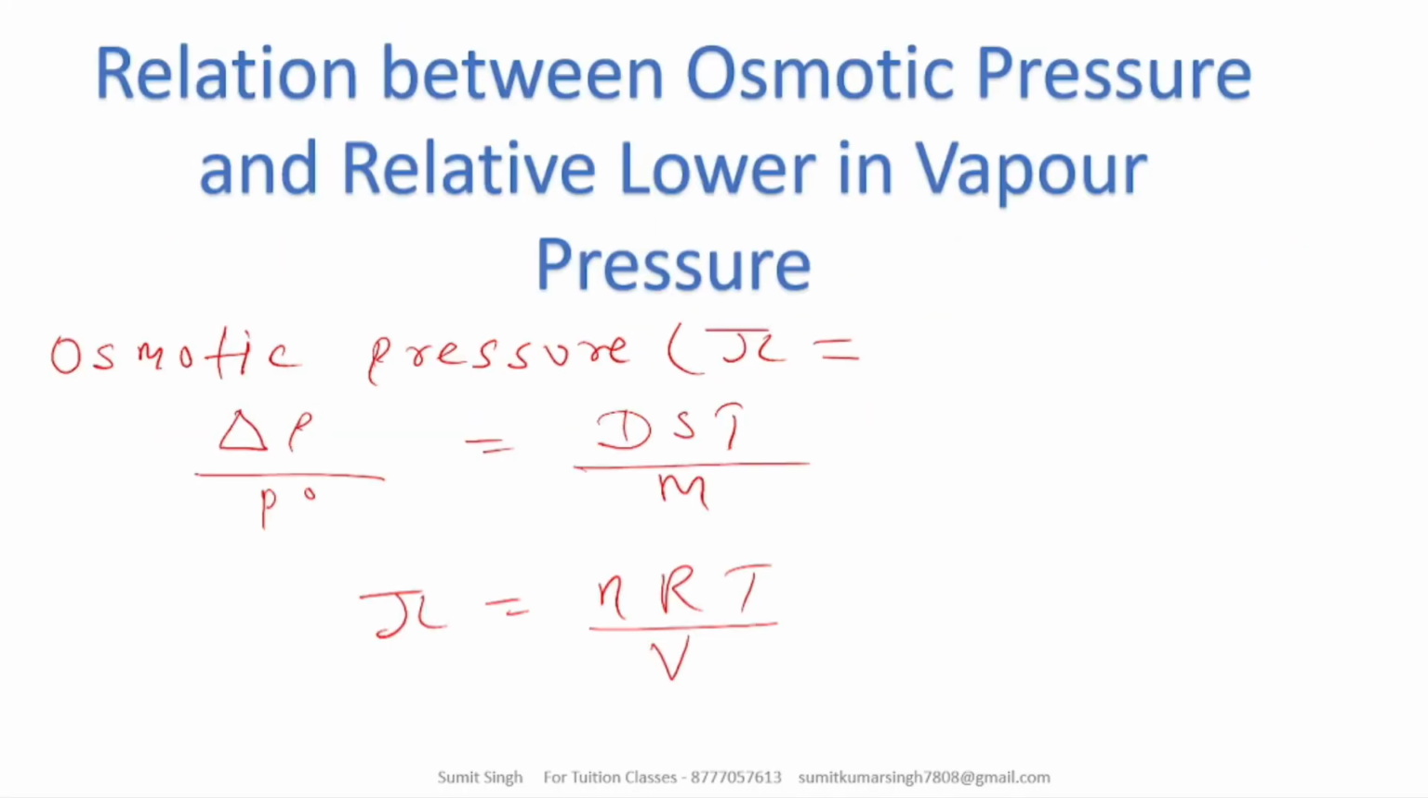Osmotic pressure is a colligative property as it depends on the number of solute molecules and not on their identity. How can we establish the relationship between the osmotic pressure and the relative lowering in vapor pressure? We will use this formula. Here capital D is the density of the solution, small s is the solution constant, change in P is the lowering in the vapor pressure, capital T is the absolute temperature, capital M is the molar mass of the solvent, P naught is the vapor pressure of the pure solvent, small n is the number of moles, capital V is the volume of solution in liters, and capital R is the gas constant.